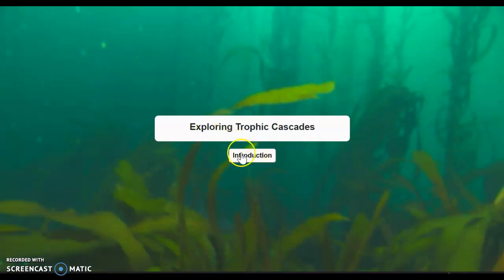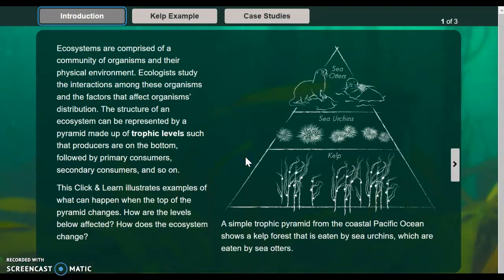Alright guys, let's go ahead and look at our trophic cascades. So ecosystems are comprised of different communities of organisms in a physical environment. We study the interactions among those organisms and how they affect organisms' distributions.